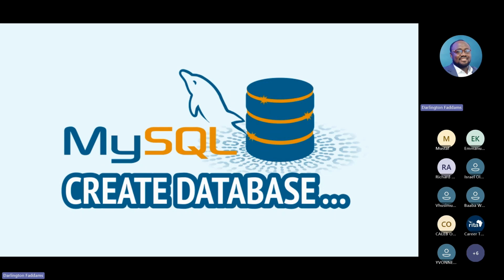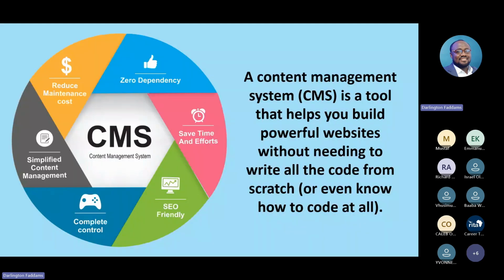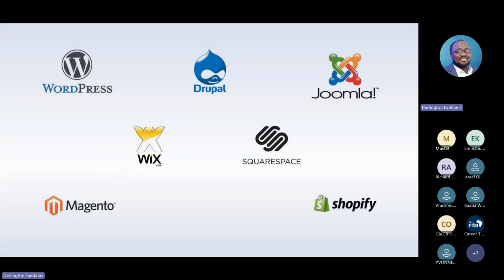However, if you want all the backend stuff created for you, then choose a CMS. A CMS is a powerful tool. It allows you to create websites without needing to write all the code from scratch or even know how to code at all. Examples of CMS include WordPress, we have Drupal, we have Joomla, we have Shopify, Wix, Squarespace, Magento, and so much more.